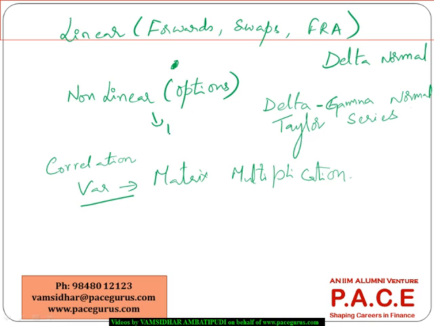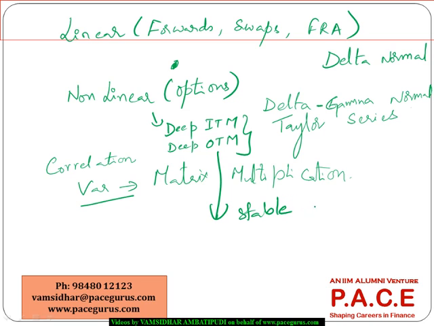For deep in the money options as well as deep out of the money options, the deltas are more stable. So especially at those levels, the linear derivative mechanisms and mappings can be applied. But at the money options, or options relatively near the money, have widely fluctuating deltas, so we may not use a delta normal mechanism for mapping the non-linear derivatives.